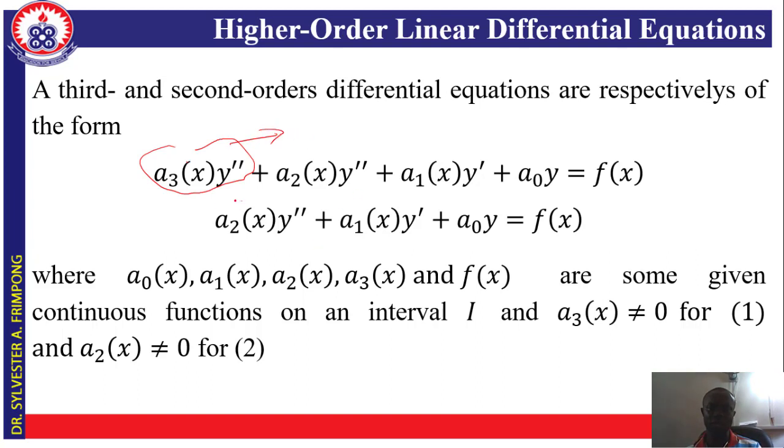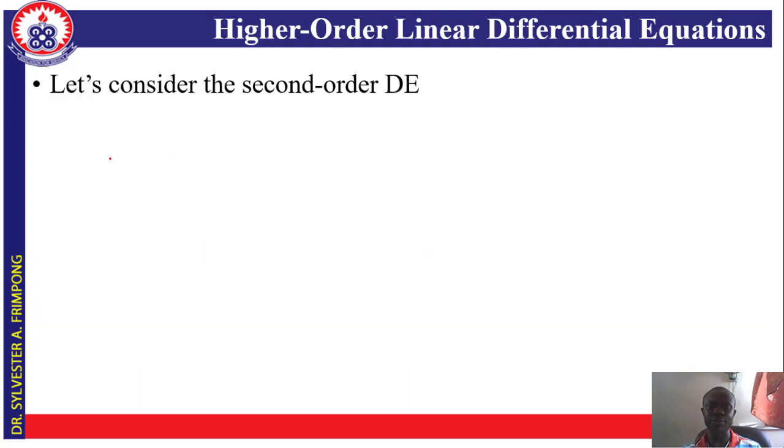And a_2(x) can also not be 0, because if it is, all of them also tend to 0, and the equation ceases to be a second order. So then none of them can be 0.